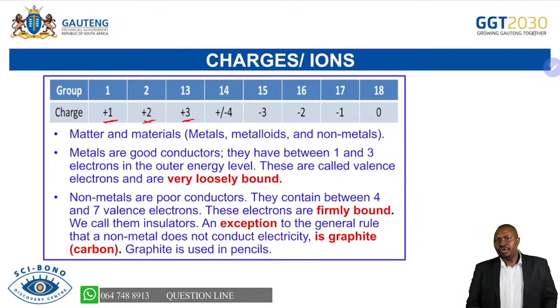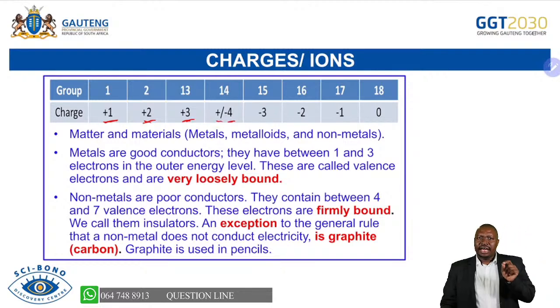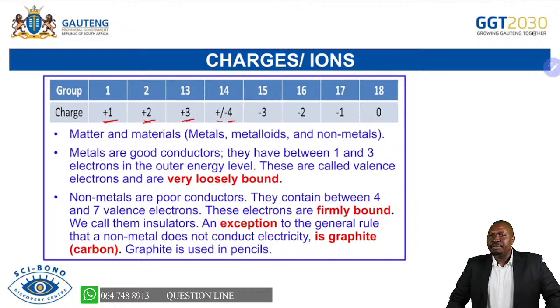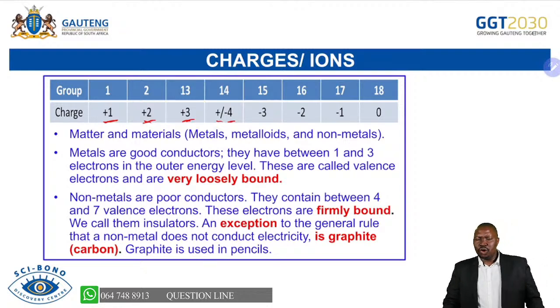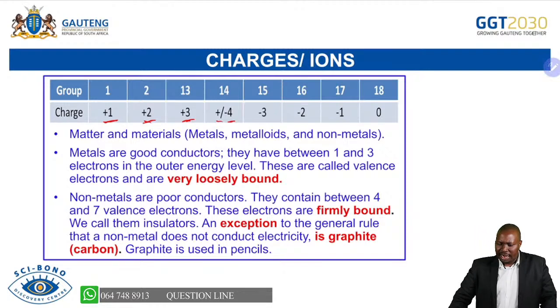But look at group 14, they can either gain or lose electrons. Here you will find carbon. Remember, carbon is a non-metal, but it's a good conductor of electricity. So that is what makes carbon very special. I know you were busy dealing with carbon when you were doing organic chemistry, and then you are more likely to understand that a carbon can share 4 electrons around it to form bonds around itself.